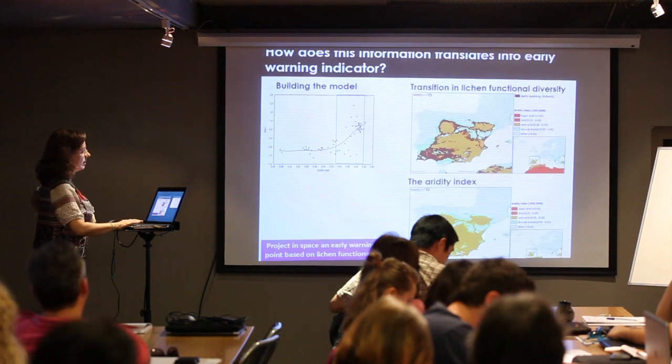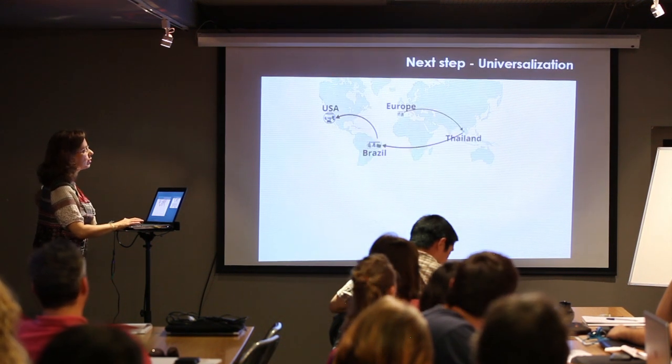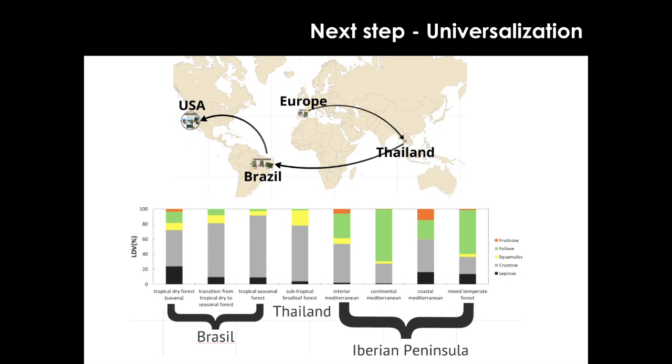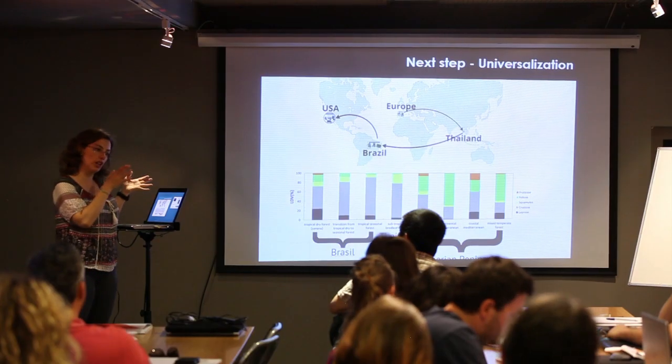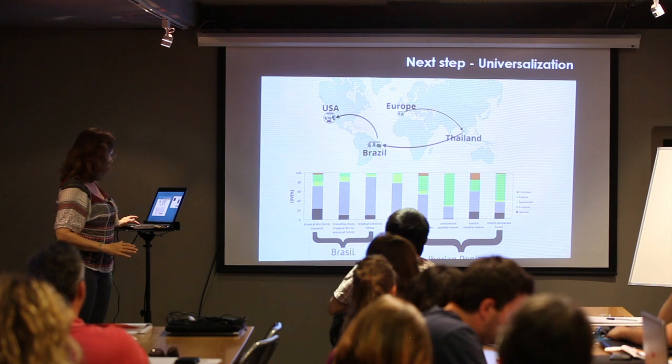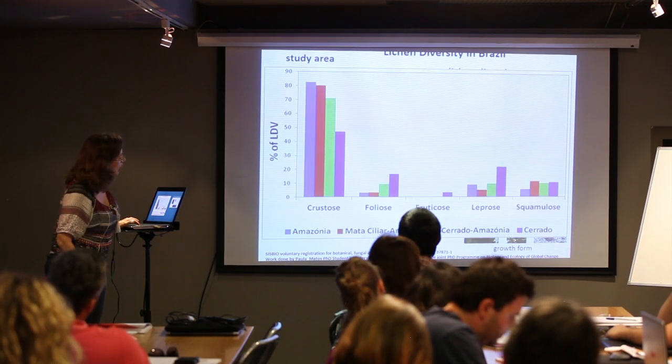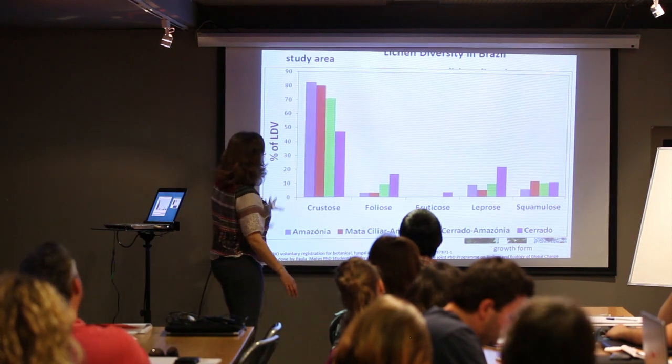Okay. We are doing this not only at the Iberian Peninsula level, but also at other levels. She also studied in Brazil, Thailand, other places in the world, and the United States. The data from the United States is not yet here. We are doing this with lichens that are easier to universalize because they are easy to sample. So we will apply this knowledge of the functional groups to all the places in the world, okay? Including Brazil. Just for example, this is in Brazil.